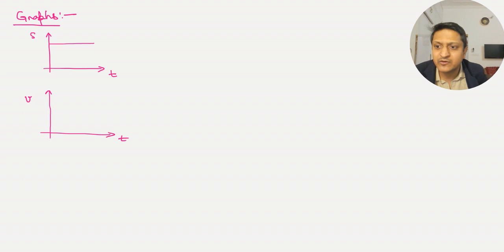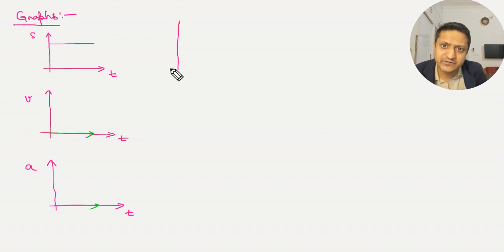The velocity will be 0, because if there were velocity, the object would move, but the object is not moving. So if the velocity is 0, what will be the acceleration? In the a-t graph, it will again be 0. So for the s-t graph, when it is parallel to t, velocity and acceleration will be 0.